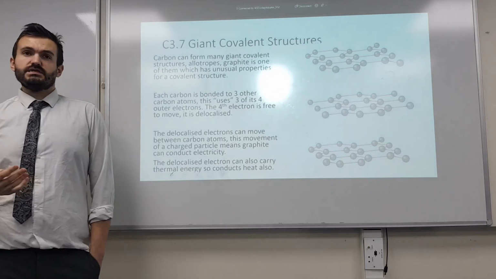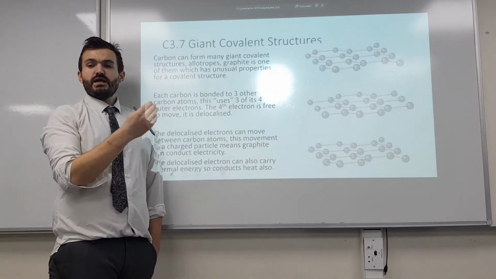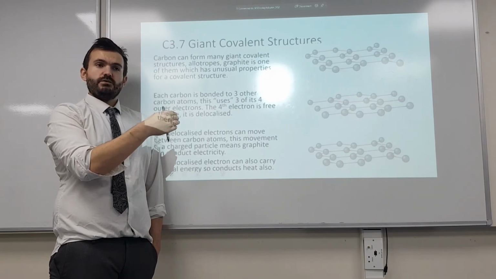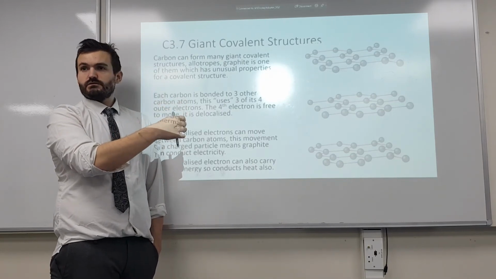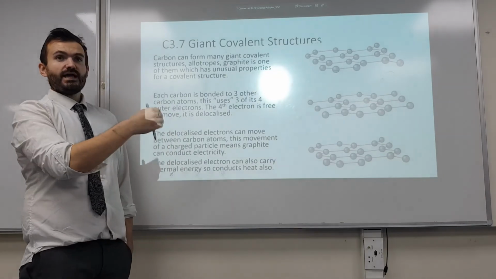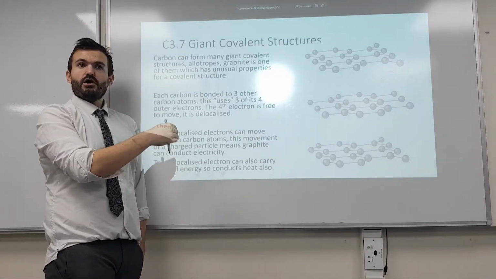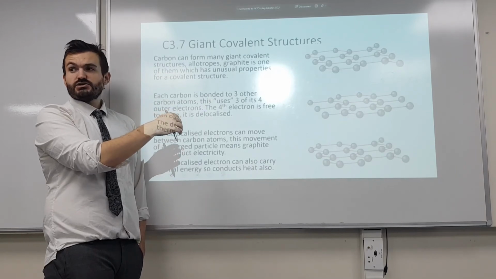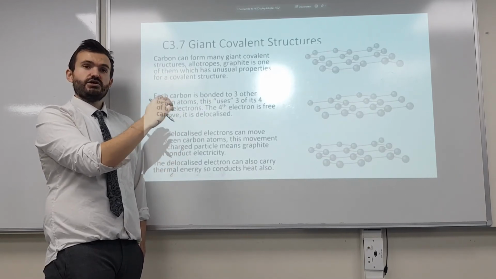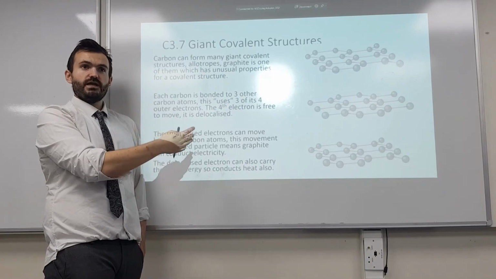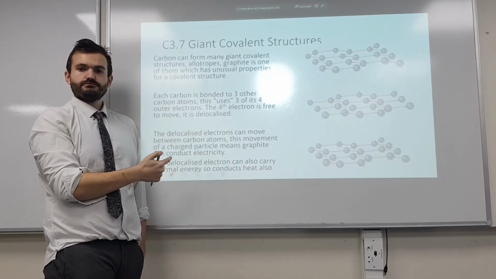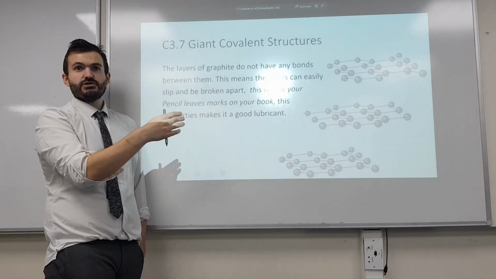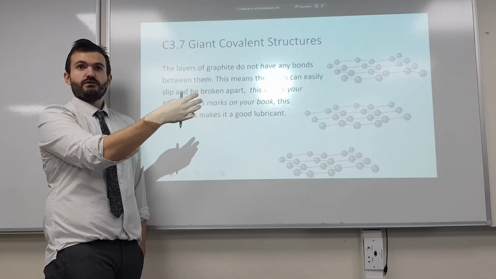And that electron is negatively charged. So because we have a free 4th electron that is negatively charged, we've got a charged particle that is moving. So your graphite can actually conduct electricity. Unlike basically any other giant covalent structure, which are insulators, graphite is actually a conductor, and it's got that 4th electron that is free to move. That electron can also carry thermal energy, so graphite will conduct thermal energy as well.